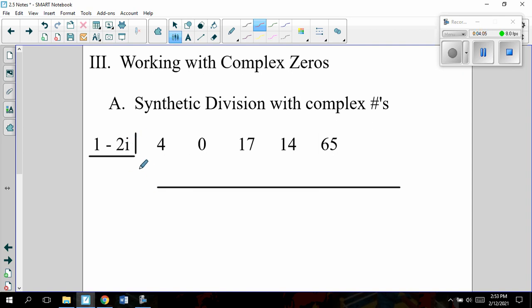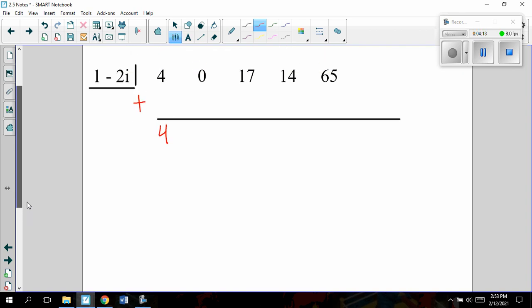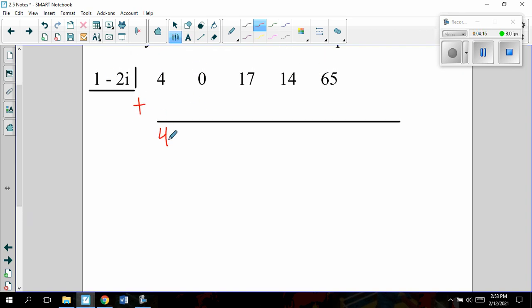Okay, so let's repeat our synthetic division process. We are adding, so I put a plus there. It starts off by dropping your leading coefficient. And then remember, I called it the diagonal. You multiply your diagonal. Now this is going to be a little weird because I have to do 4 times 1 minus 2i, which means I have to distribute it. I'm going to write at an angle so it doesn't get all mixed in there. So this would be 4 minus 8i for your next part.